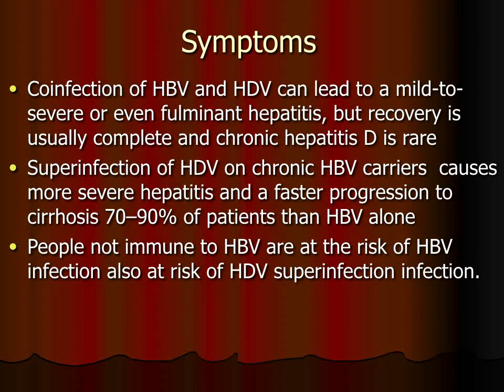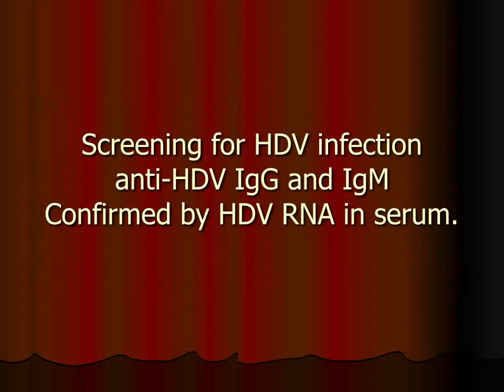People not immune to hepatitis B virus are at risk of hepatitis D virus. When they get hepatitis D virus infection, there is also a risk of superinfection with D virus. Therefore, vaccination is very important and take care that all the children have successful vaccination. How can we know the hepatitis D virus infection? It is easy. You search for anti-HDV IgG and IgM. If you want to confirm, ask for the PCR.